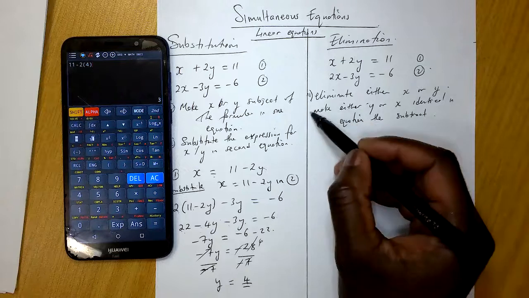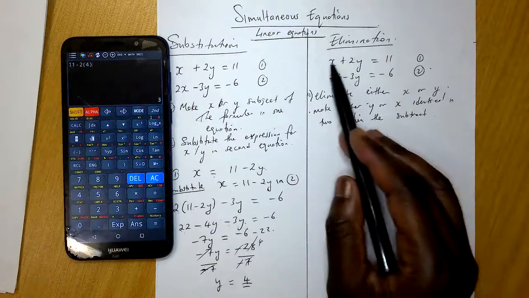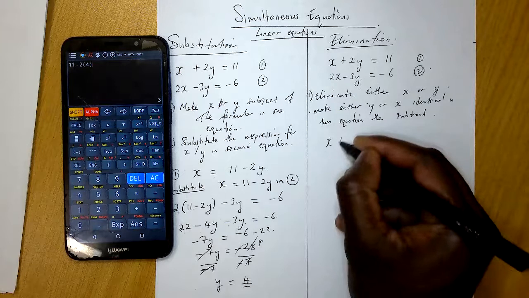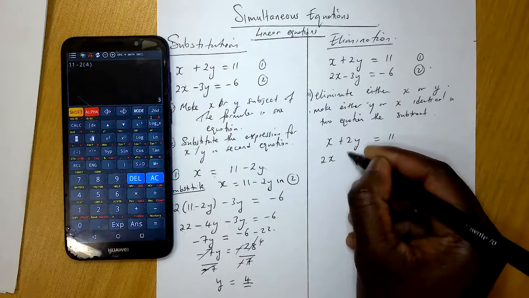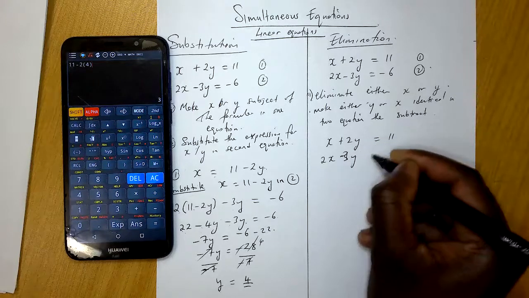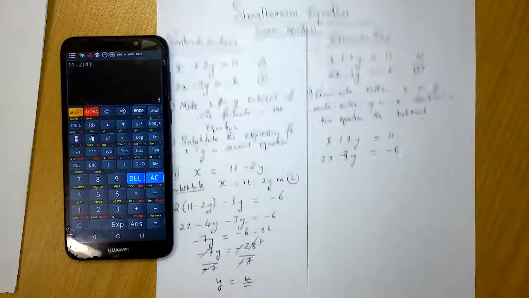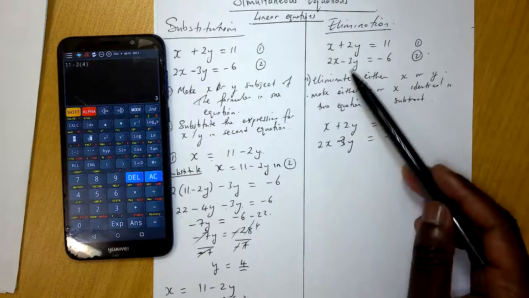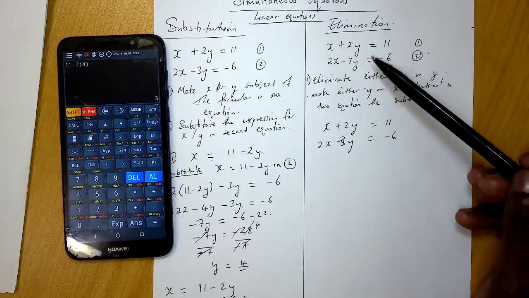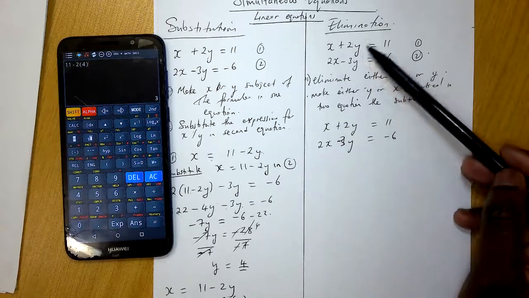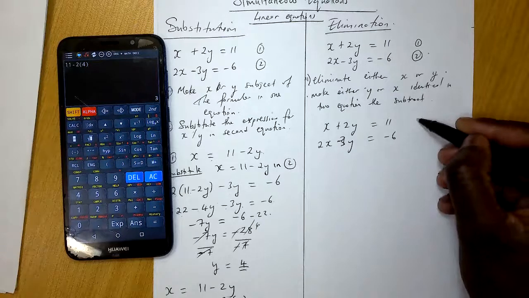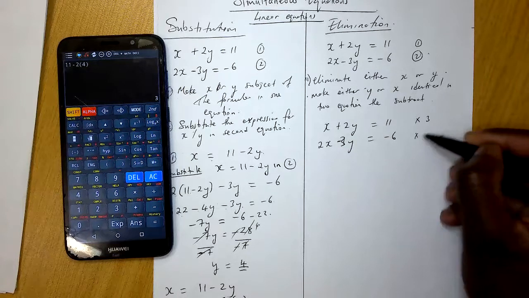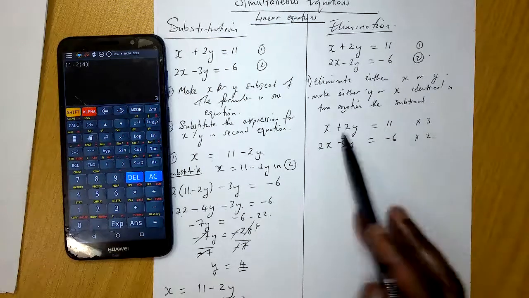Now what we have here is that we are given x plus 2y is equal to 11, then 2x minus 3y is equal to negative 6. So let's try to eliminate y. For us to eliminate y, we need the same value, so we need to multiply with 3 and multiply with 2, so that we can have the same y coefficient, which is 6.